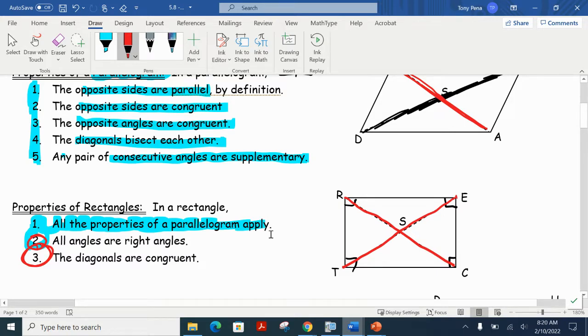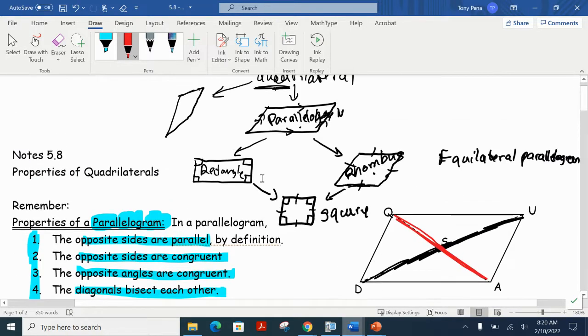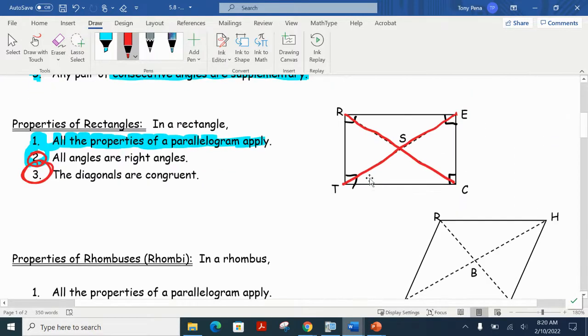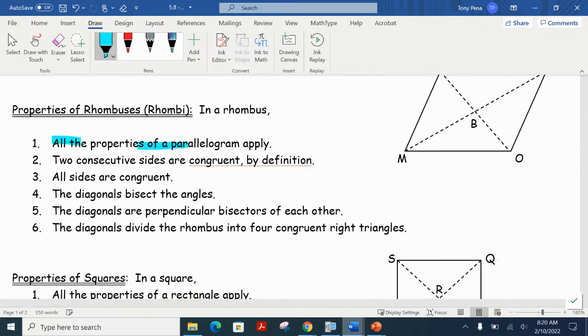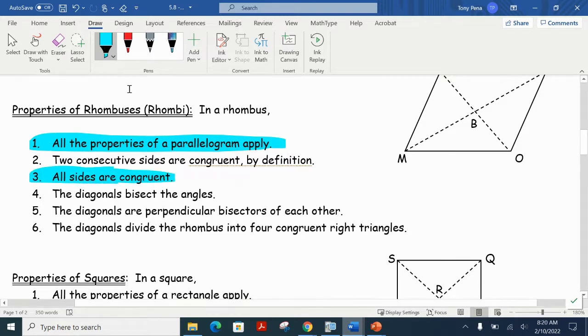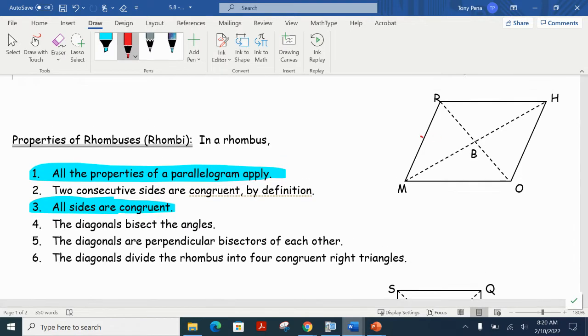Okay. All right. When we go to the other side of a parallelogram, a rhombus. So if we go to the next one, a rhombus is a parallelogram. So that's why number one is saying all the properties from the very first thing are going to apply. And then the big thing is two consecutive sides are congruent by definition. That kind of goes without saying. This really covers all of that. All the sides are congruent in this. So on this one, I would mark that. This side, this side, this side, this side, they are all congruent to each other if it is a rhombus.